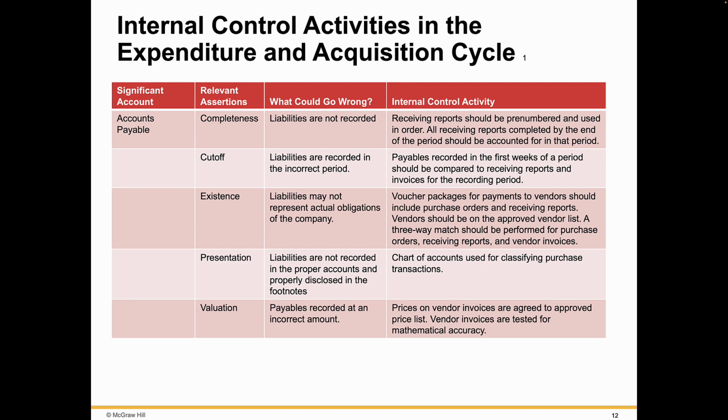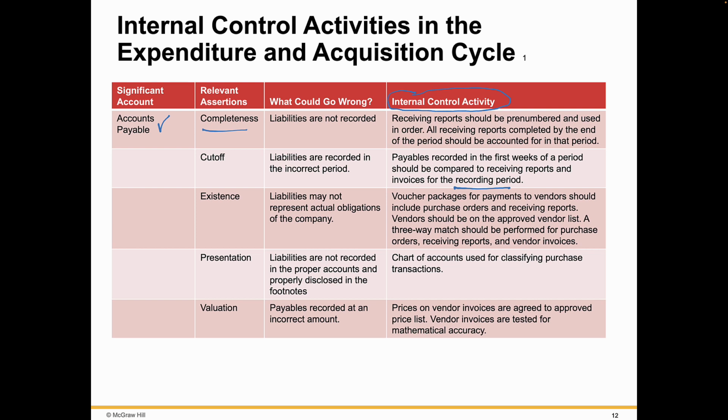So here we have some internal control activities within the expenditure and acquisition cycle. Here we have the account that we're talking about, accounts payable, the relevant management assertion such as completeness, and what could go wrong: the liabilities are not recorded. But we added now the internal control activity. In this case, we would have the receiving reports that should be pre-numbered and used in order, and all receiving reports completed by the end of the period should be accounted for in that period. For cutoff, payables recorded in the first weeks of the period should be compared to those receiving reports and invoices for that recording period.